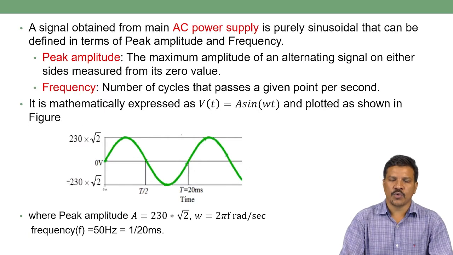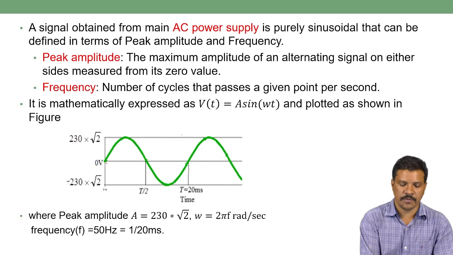Before going to the operation of the half-wave rectifier, let us study what AC supply is and how it is represented. A signal obtained from the main AC supply is purely sinusoidal and can be defined in terms of peak amplitude and frequency. Peak amplitude is measured along the y-axis and frequency along the x-axis. What is peak amplitude? It is the maximum amplitude of an alternating signal on either side, measured from its zero or origin value.